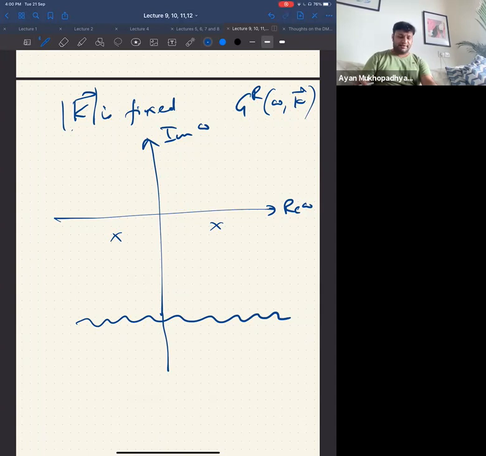So I will explain what is the meaning of these branch cuts and why you have these branch cuts. Let me first tell you what these poles are about. These poles are essentially the response carried by the individual single particle excitations of the system.